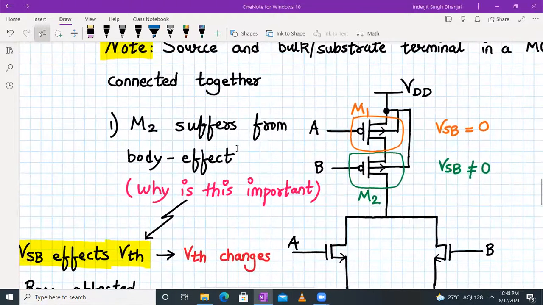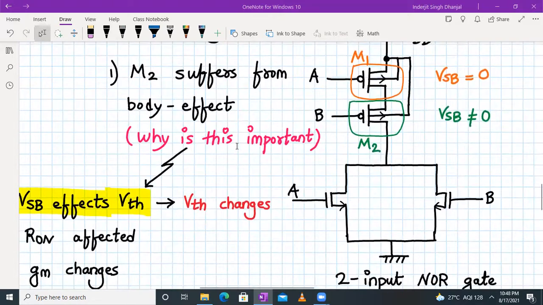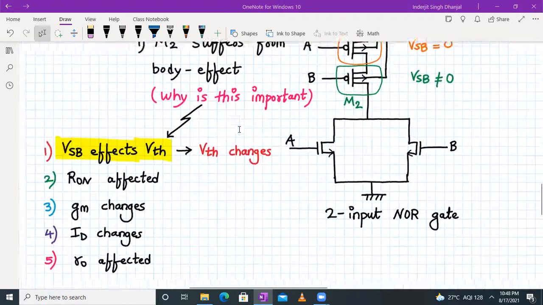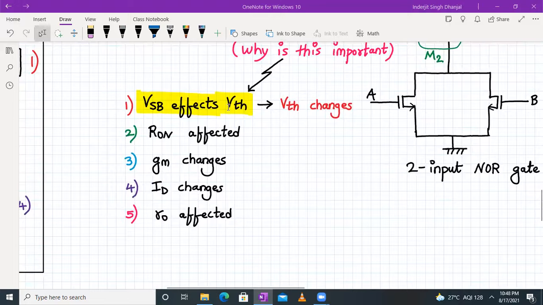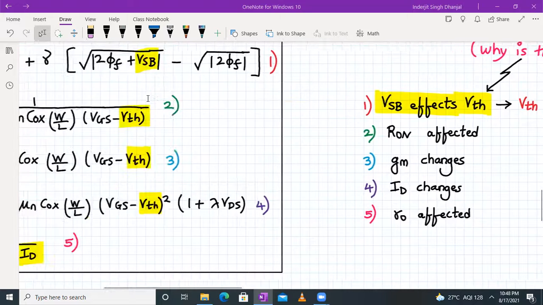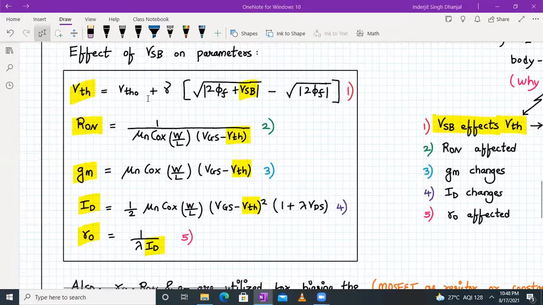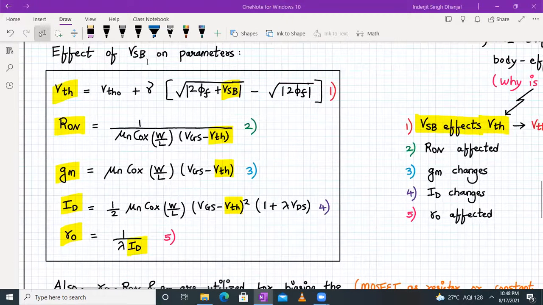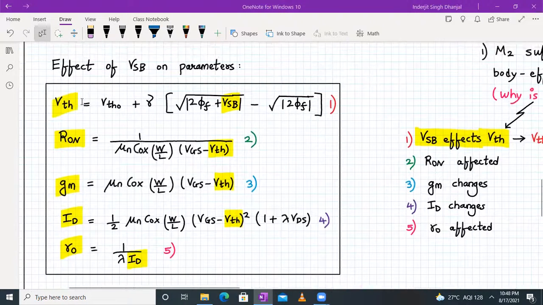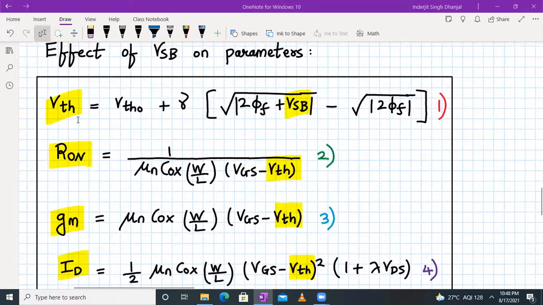Now, why is this body effect so very important? VSB will affect VTH. That means your threshold voltage will change. Let us see how. These are the various parameters which are affected by the body effect, which is VSB. As you can see in the VTH formula, your VSB term is there. So if VSB is present and there is a potential difference with some value, your VTH gets affected. In fact, the VTH will increase.